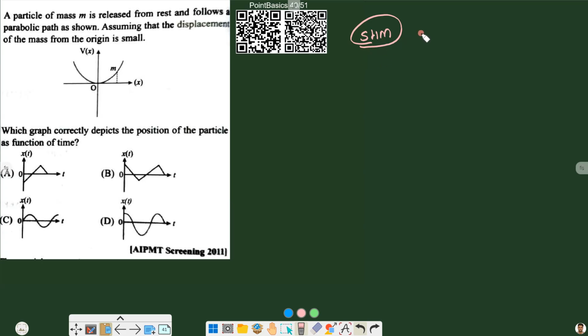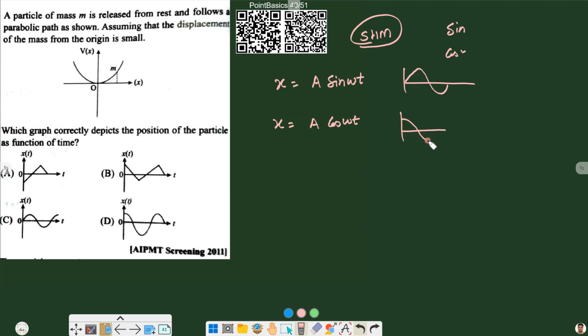So we can have either a sine curve or a cosine curve as per displacement, meaning x can be represented by a sin omega t, or x can be written as a cos omega t. And the graph for sine is something like this, and for cosine it is something like this. So option A does not satisfy both of these, B does not satisfy, so we have to find out between C and D.